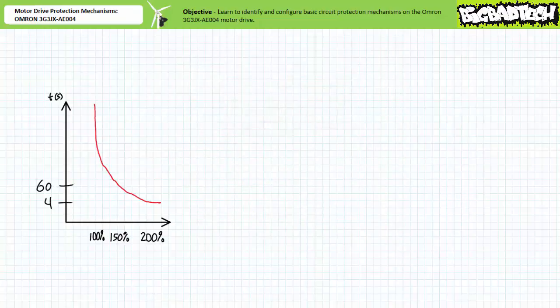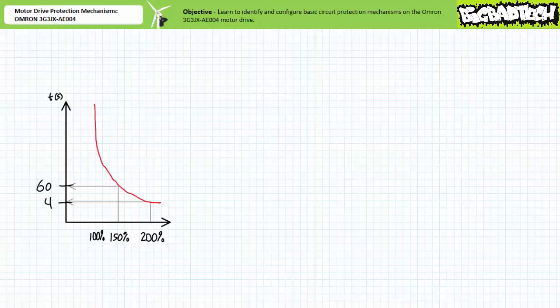A graph of trip time as a function of current might look something like this. Given a current draw of 2 times the rated current, it would experience an overload trip in a relatively quick 4 seconds. Whereas if the drive was experiencing a smaller current draw of 1.5 times the rated current, it would experience an overload trip in a relatively longer 60 seconds. The point being that a drive can overload the motor as long as it is brief and controlled. Overloads only become an issue if they're sustained.